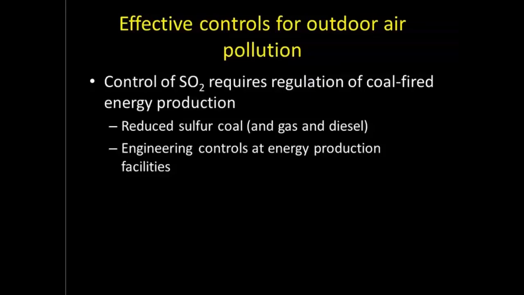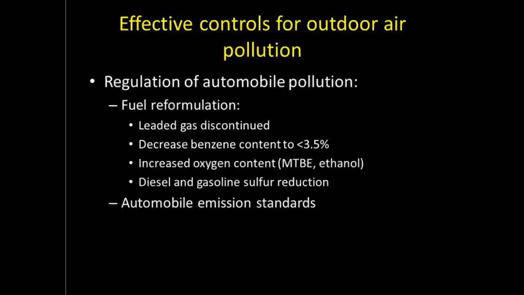So what have been the effective things, and what have been the successes here, and what could be done to decrease air pollution further? Sulfur dioxide is mostly the concern of coal-fired energy production. So there is reduced sulfur coal as well as reduced sulfur gas and diesel, which will release less sulfur dioxide. Obviously, engineering controls at energy production facilities. There have been several regulations of automobile pollution, as one of the main reasons we took lead out of gas several decades ago. Benzene concentration in gas has been reduced and regulated.